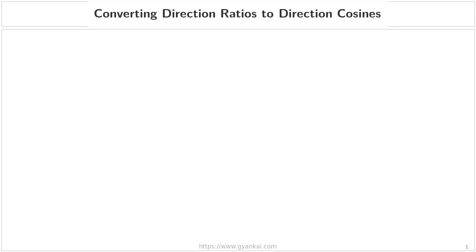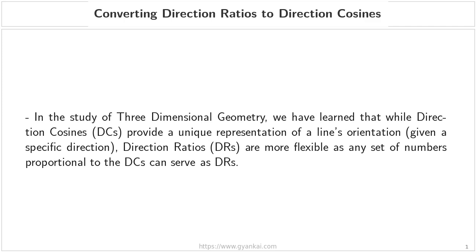Converting direction ratios to direction cosines. Now, before we jump into the formulas, let's quickly recap what we already know. In our previous lessons, we've seen that direction cosines, or DCs, are fantastic because they give us a unique, precise way to represent the orientation of a line in space. However, direction cosines are somewhat restricted because they must always satisfy a specific mathematical property.